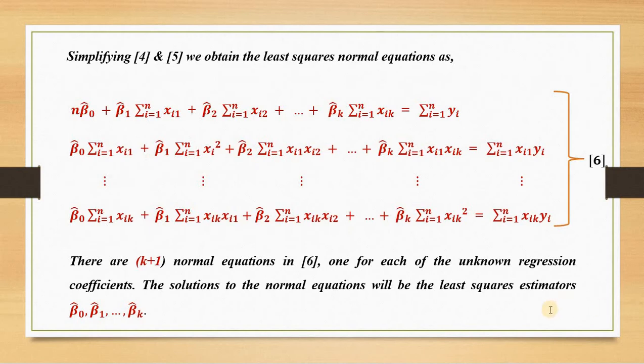So simplifying these two normal equations, we obtain the least square normal equations after simplification. Here there are k plus 1 normal equations, and we have k plus 1 unknown parameters, and we get the estimated parameters beta naught cap, beta 1 cap up to beta k cap by solving these k plus 1 normal equations. And these beta naught cap, beta 1 cap up to beta k cap are called the least square estimators of beta naught, beta 1 up to beta k.